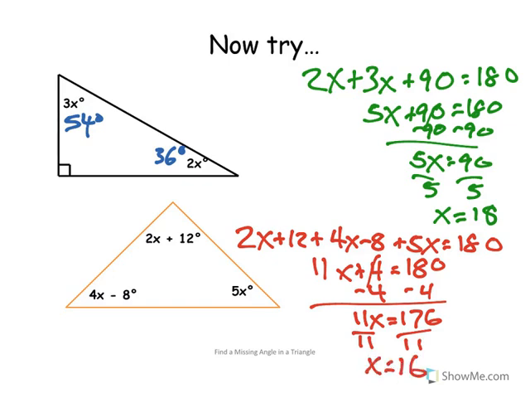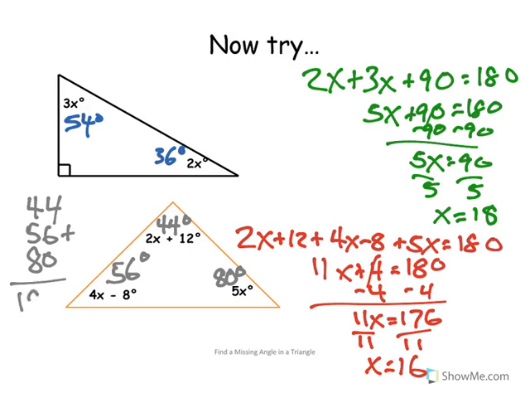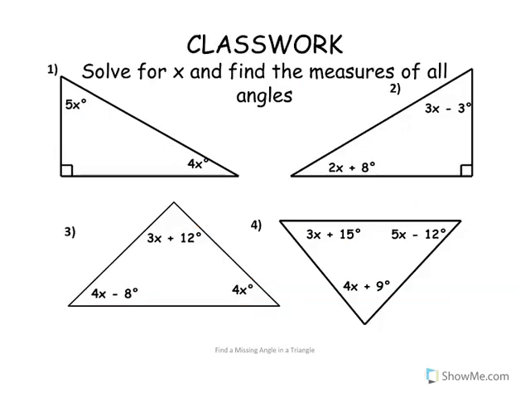And now we have to go back and substitute. So if x is equal to 16, 5x is equal to 80. If x is equal to 16, 2x is equal to 32, plus 12 is 44. And 4x, if x is 16, 4x is 64, minus 8 is 56. And again, really no guarantee that this is correct until we check it. So 44 plus 56 is 100, plus 80 is 180, and there's our proof that x really was 16. My three angles are 44 degrees, 56 degrees, and 80 degrees.